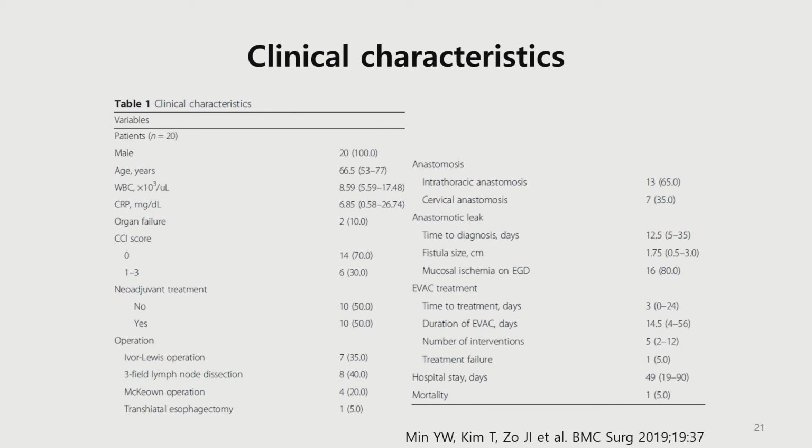Endoscopic vacuum treatment started at a median 3 days after leak detection. Median duration of endoscopy vacuum treatment was 14.5 days, and the median number of required interventions was 5. 95% of patients were successfully treated, and one case, 5% of patients, with a large leak was unsuccessful with endoscopic vacuum treatment and the patient died. After endoscopic vacuum treatment, 7 patients, 35%, developed anastomotic stricture after treatment.